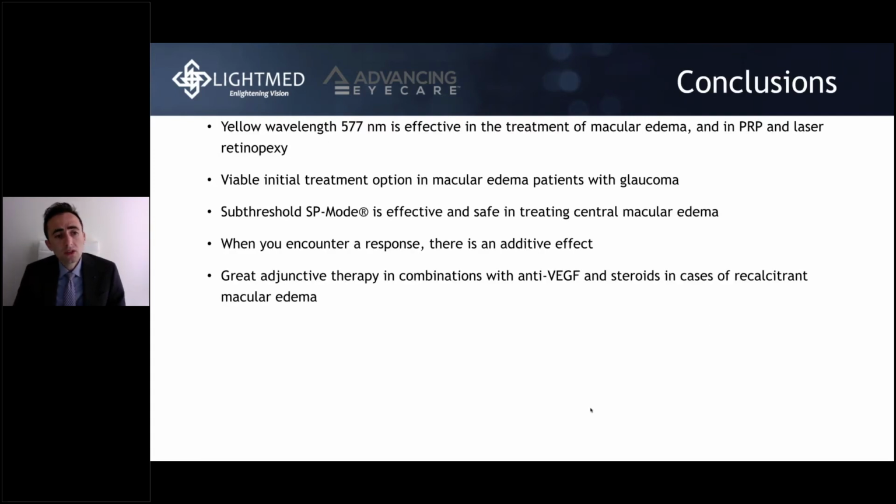So in conclusion, yellow wavelength 577 is effective in the treatment of macular edema and in pan-retinal photocoagulation and laser retinopexy. It's a viable initial treatment option in macular edema patients who have glaucoma or optic nerve issues. The SP mode is effective and safe in treating central macular edema. And when you encounter a response, there is an additive effect if you repeat the treatment again. And it's a great adjunctive therapy in combination with anti-VEGF and steroid in cases of recalcitrant or refractory macular edema.